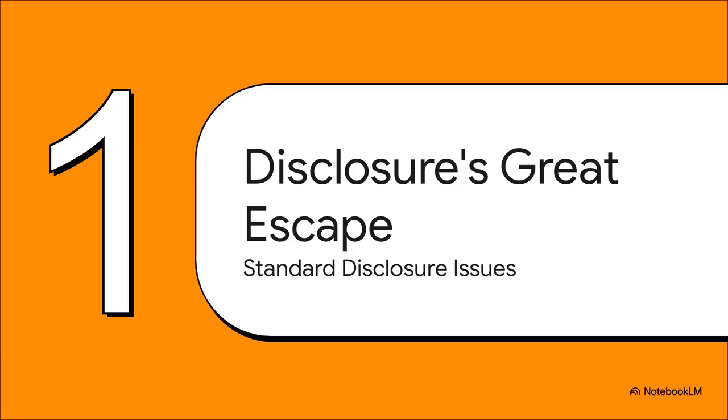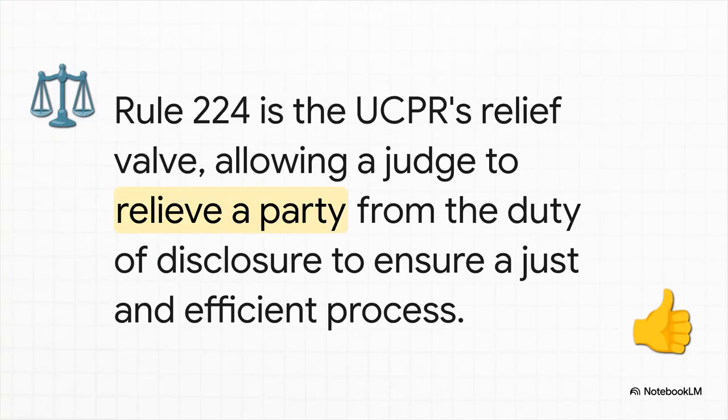Okay, Section 1, Disclosure's Great Escape. First up, why do we need an escape route at all? Well, the default position under the UCPR can be incredibly broad, and let's be honest, incredibly expensive. That's why getting relief isn't just a nice-to-have, it's often a complete necessity. And that relief valve, that escape hatch, is Rule 224.